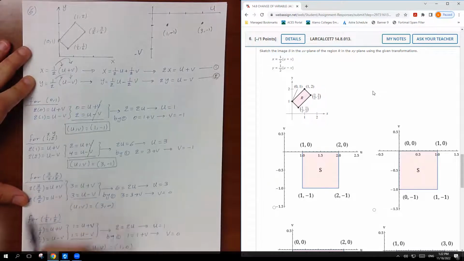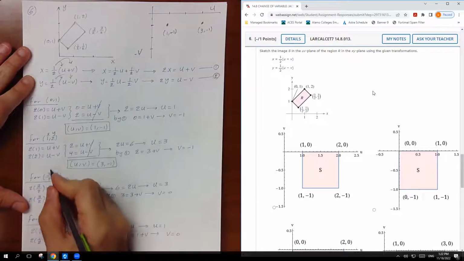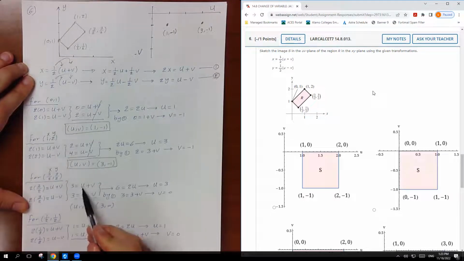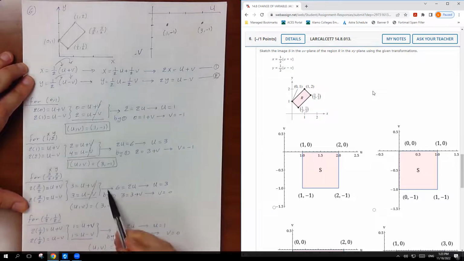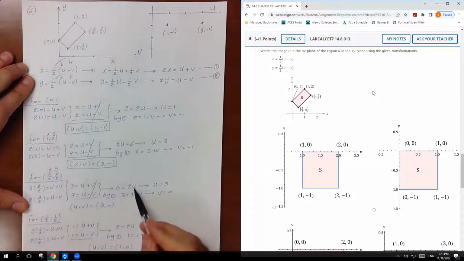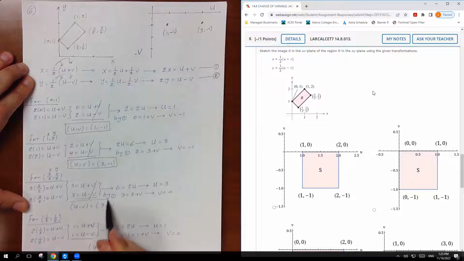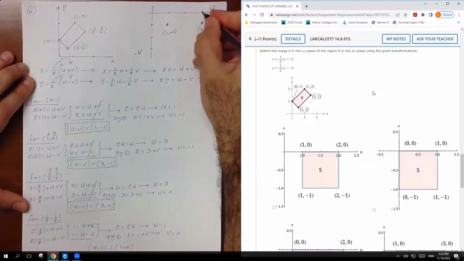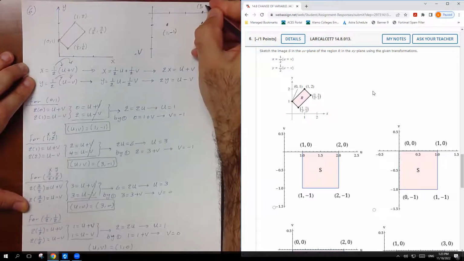3/2, 3/2. Here's x and here's y. So 2 times 3/2 is going to be 3. That means 3 equals u plus v and 3 equals u minus v. By elimination, 6 equals 2u, which means u equals 3. Substituting in the first one, v is going to be 0. That means our point is going to be (3, 0) in the uv plane. So here is the point 3 and 0.